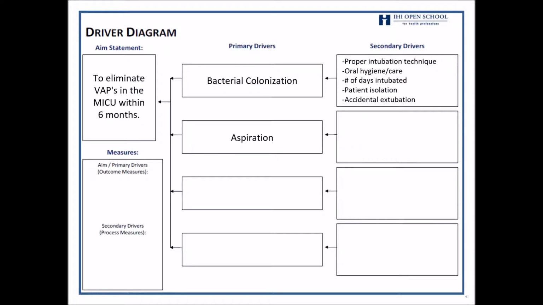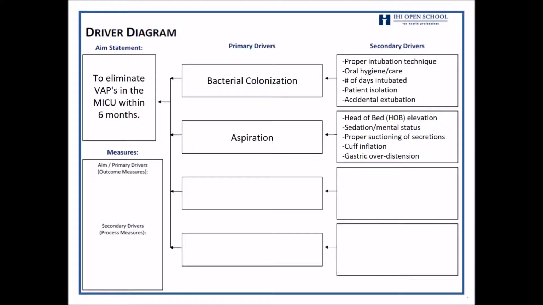Under the aspiration category, we identified the head of the bed, or the angle of elevation of the patient's head, which can influence whether or not the patient can aspirate easily, their sedation or their mental status, proper suctioning of secretions, the cuff inflation of the breathing tube, and then gastric overdistension. All of those things are concrete things that influence whether or not aspiration is likely.